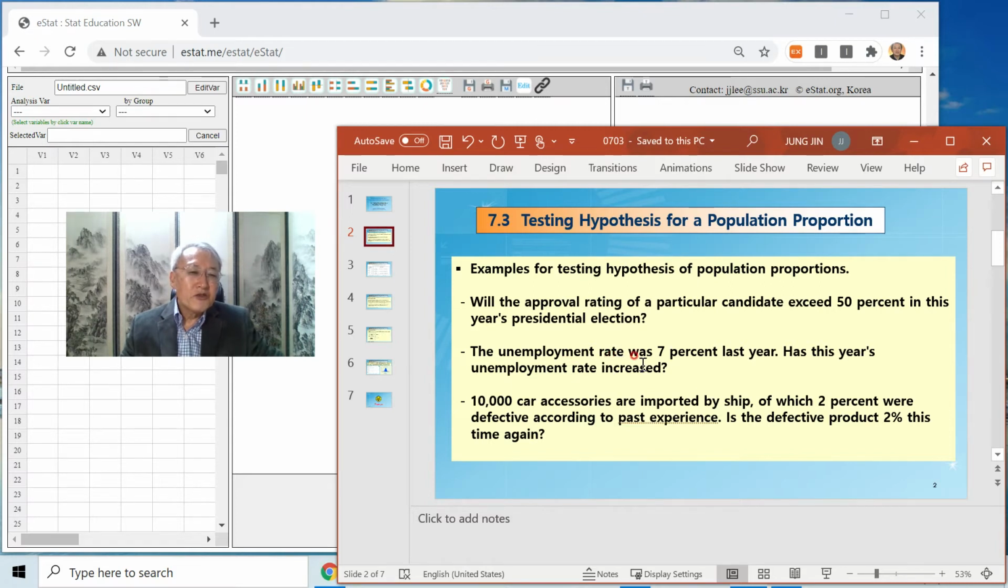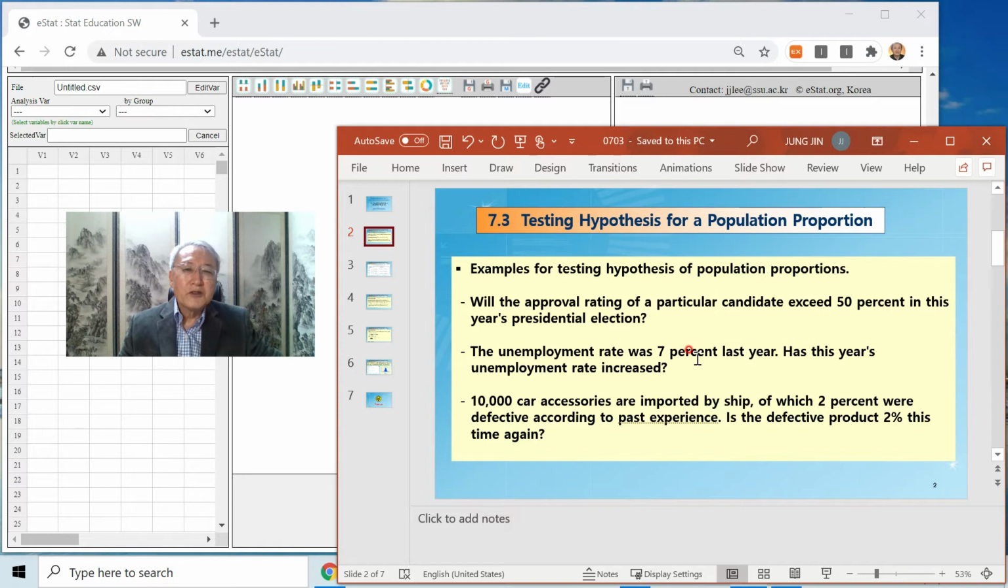The unemployment rate was 7% last year. This year, has it increased? Well, that's typical of governmental statistics. 10,000 car accessories are imported by ship, of which 2% were defective by past experience. Well, this time, are there also 2% defective? These are very practical questions which can be used in our real world. How can you do that?